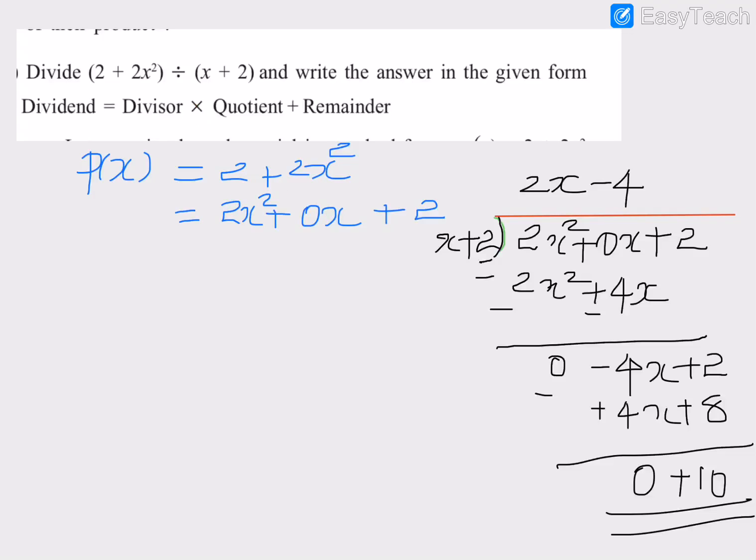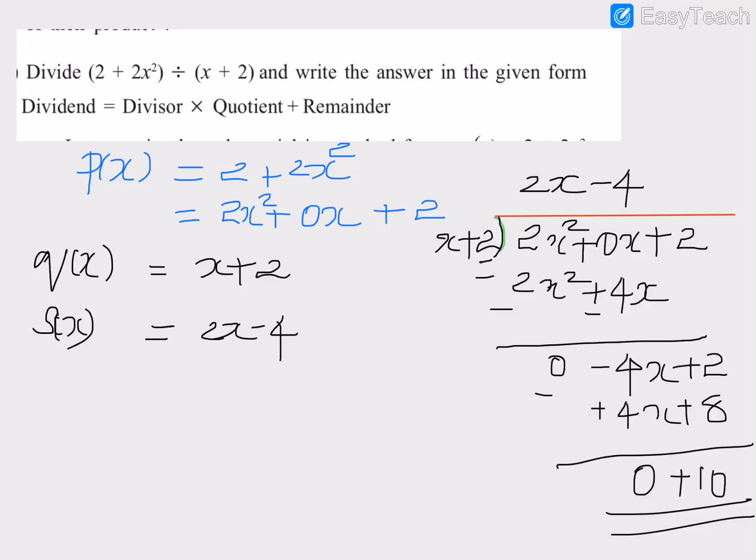Now we can write the divisor term. Let q of x be the divisor. Divisor means the term with which we divide. With x plus 2 we divided this polynomial, so q of x is equal to x plus 2. Now the quotient means the answer we got here, so the quotient is 2x minus 4. Let s of x represent the quotient, so s of x is equal to 2x minus 4.